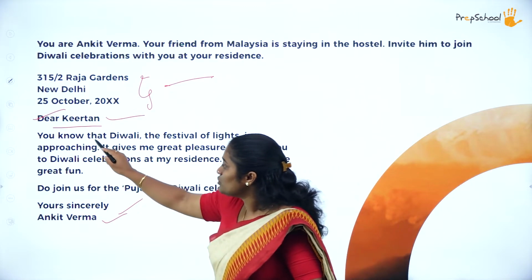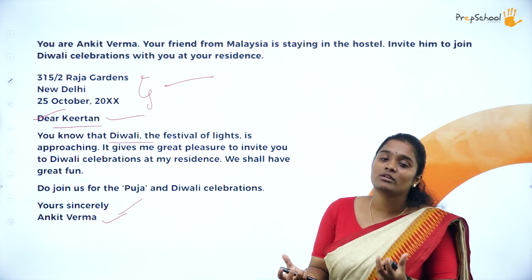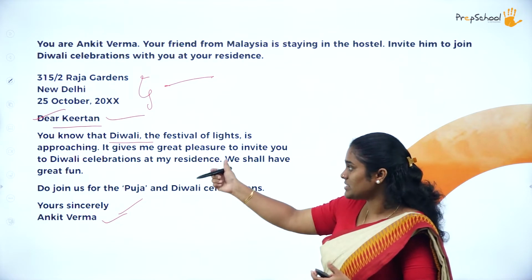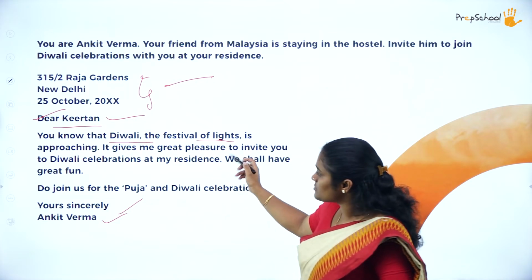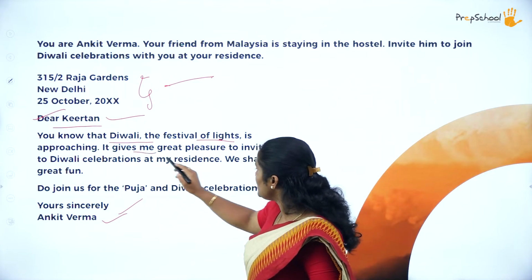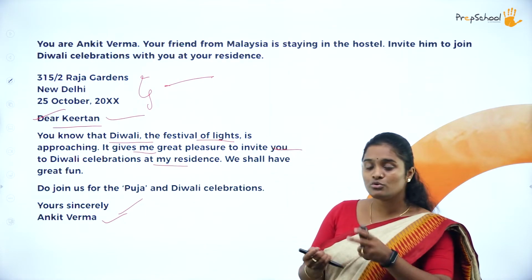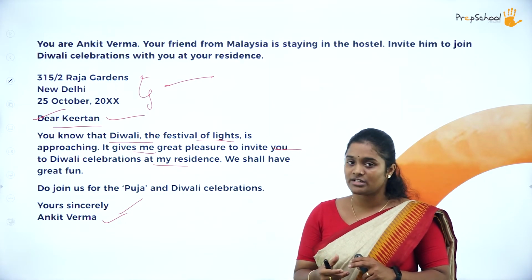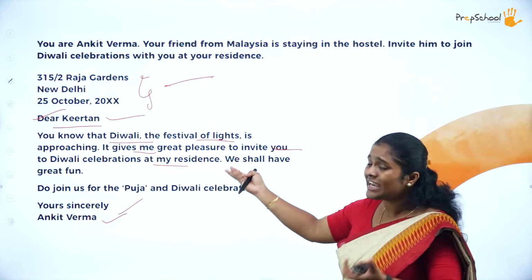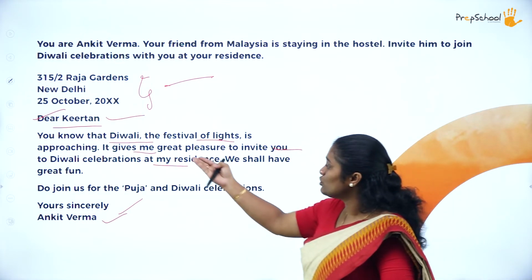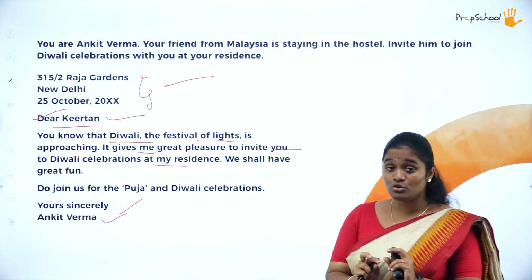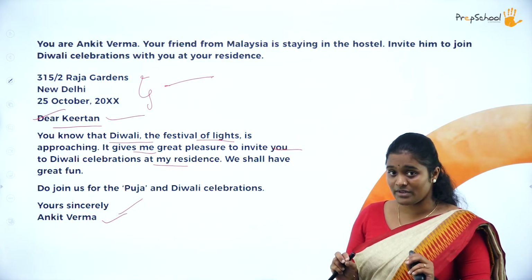Then comes, you know that it is Diwali. So you can include a lot of informal invitation. There's second person going on. You also see the first person over here, gives me pleasure to invite you. Second person, my residence. So you see a lot of first person and second person presentations can be included, in a lot of informal way, in a relaxed manner. You know that Diwali is the festival of lights. You will not dare to write it in a formal invitation, will you?